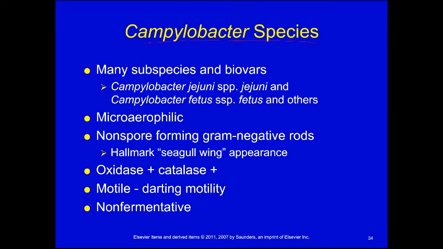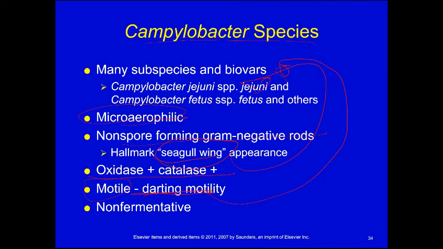Campylobacter species. Okay? Sila naman importante dito yung Campylobacter jejuni. Okay? Many subspecies and biovars, jejuni subspecies jejuni, and fetus subspecies fetus and others. These are microaerophilic, so mahirap siya i-grow. Non-spore forming, gram-negative. Remember the hallmark appearance, the seagull appearance will always talk about jejuni. Okay? These are oxidase positive and catalase positive. Motility, this one is positive in motility with a darting motility.